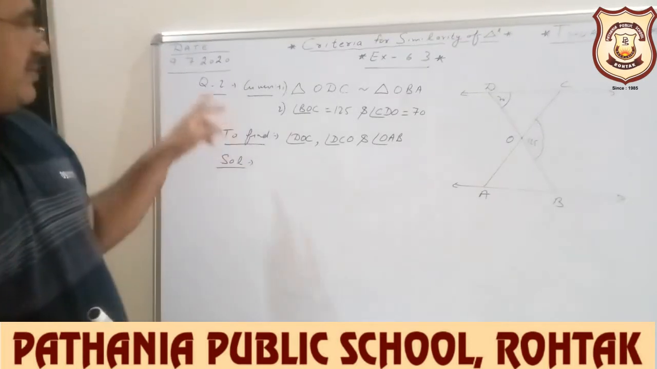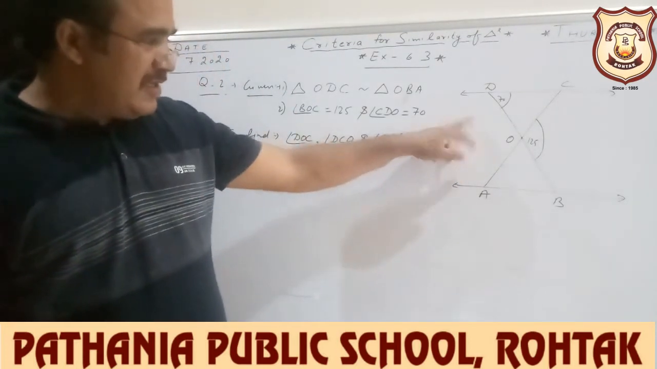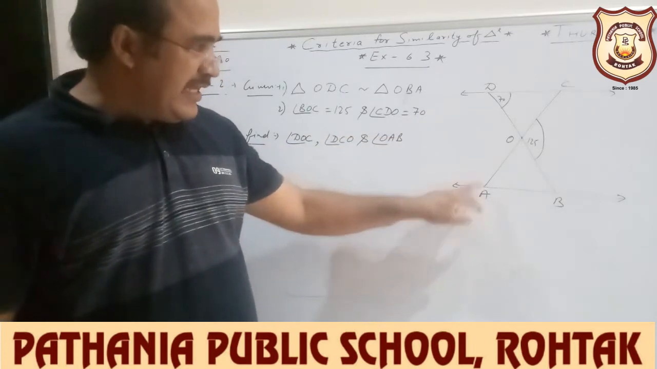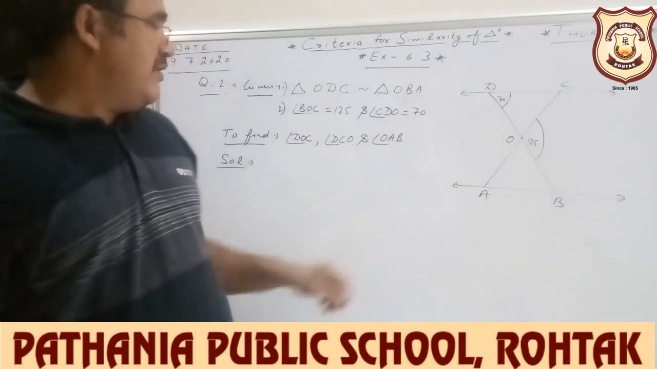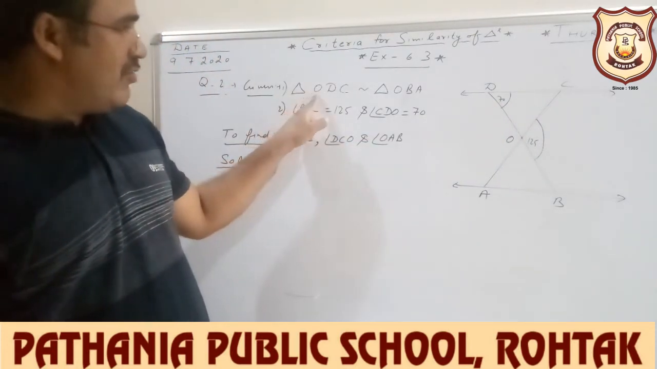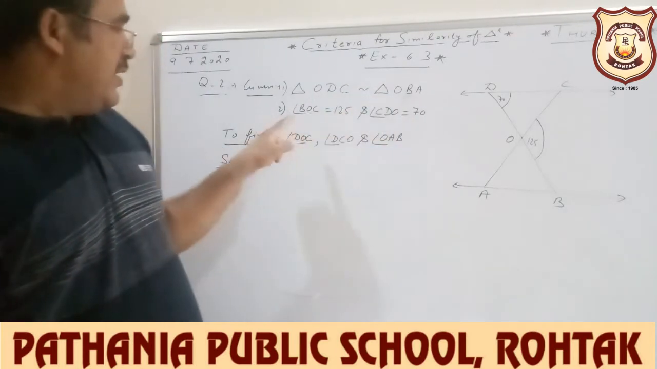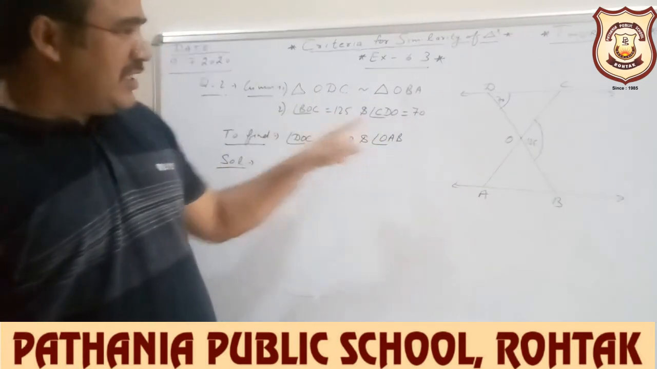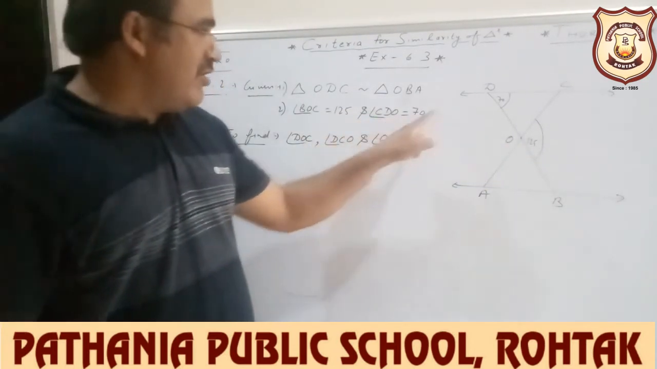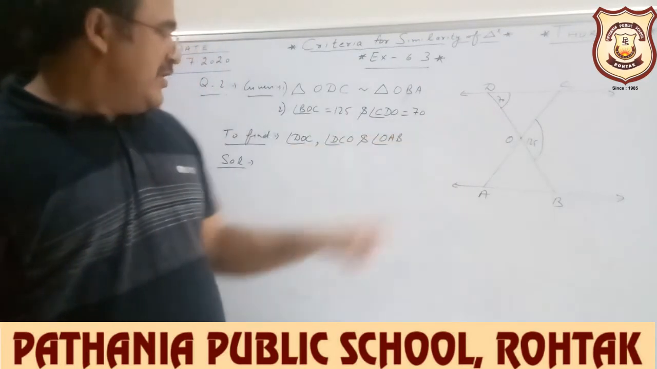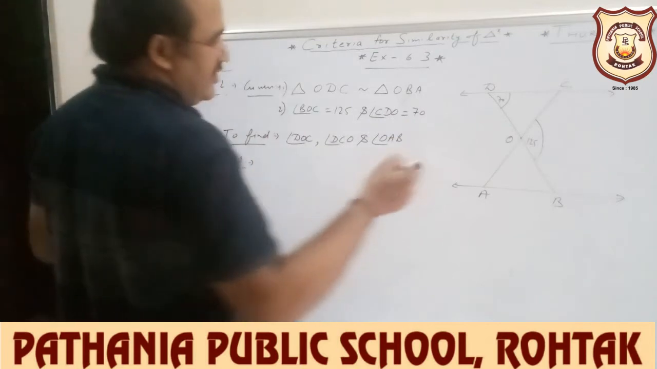Now see question number 2. See the figure. In this figure, triangle AOB is given, triangle COD is given, and triangle ODC is similar to triangle OBA. Angle BOC is 125 degrees, angle CDO is 70 degrees. We have to find angle DOC.